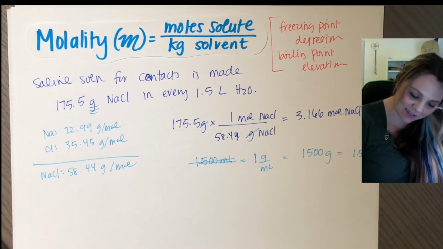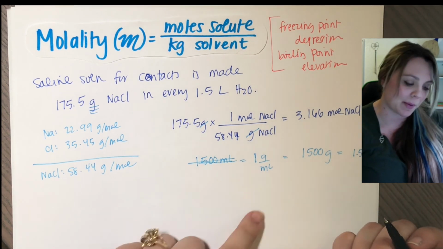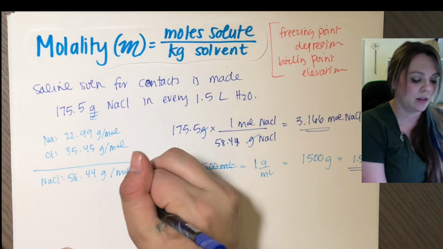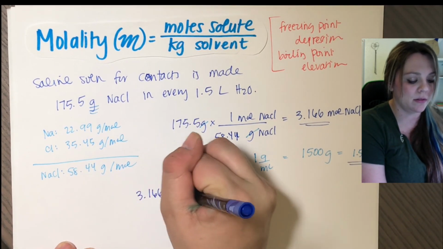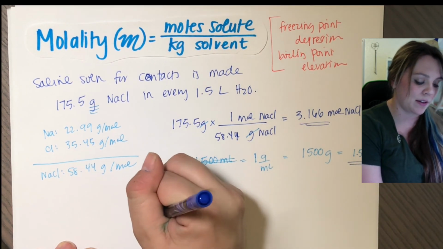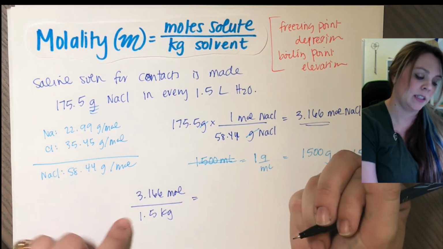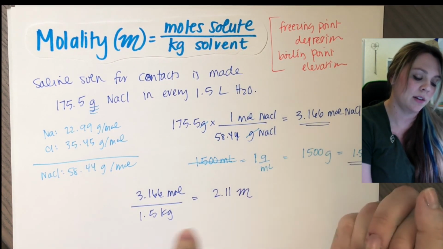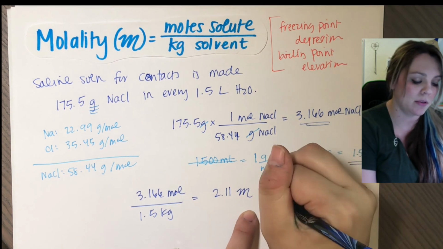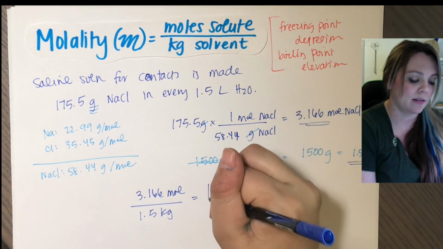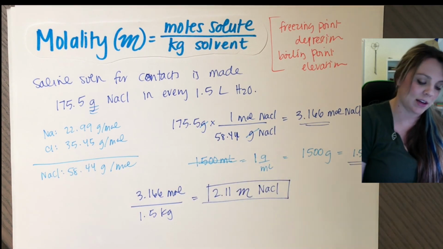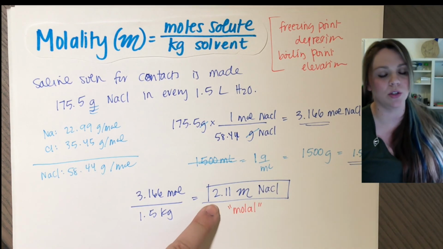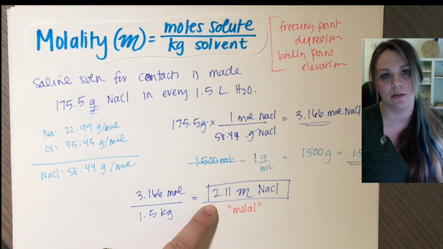All right, lovely. Clearly this is the last problem. I'm losing my mind, okay? So I have kilograms, I have moles, I can calculate. 3.166 moles divided by 1.5 kilograms. And I would get 2.11 italicized m NaCl. And the way I would say this, I call this a molal solution. Okay, so I'd say 2.11 molal sodium chloride.